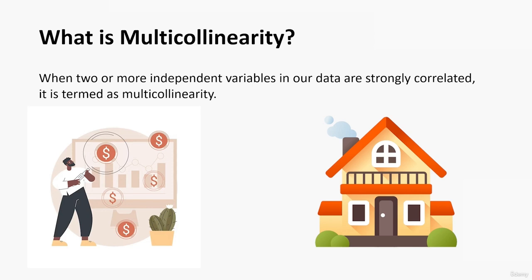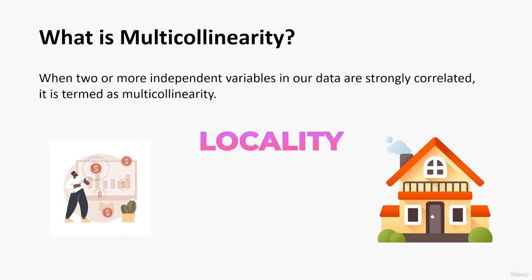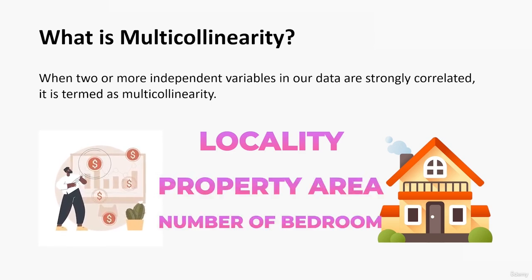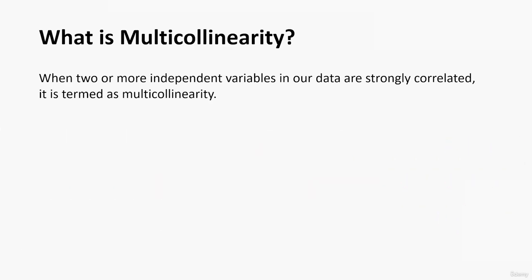Now, what all factors lead to a certain price? It could be the locality of the house. It could be the property area. It could be the number of bedrooms. It could be how old the property is. So you can think of multiple factors which lead to an outcome. These factors are called independent variables, and the outcome that you're predicting is called a dependent variable. So we are saying when two or more independent variables are correlated, we have multicollinearity.